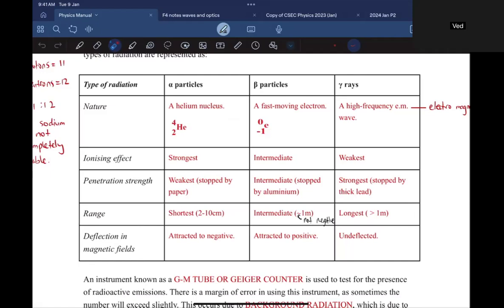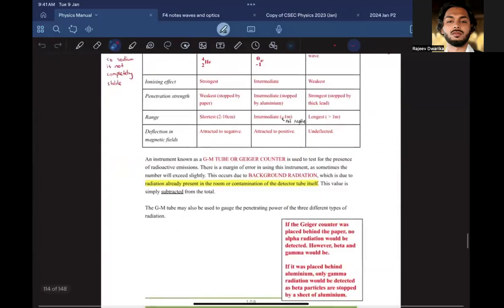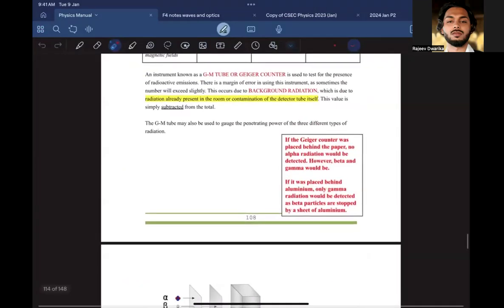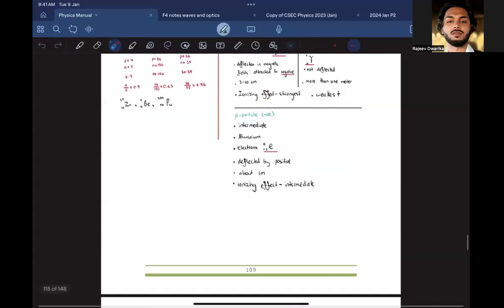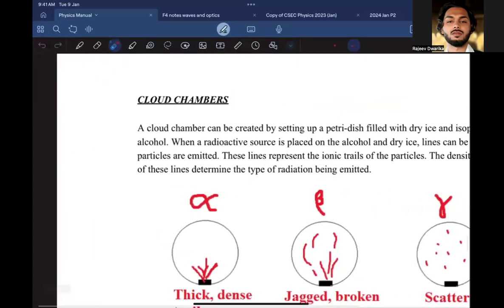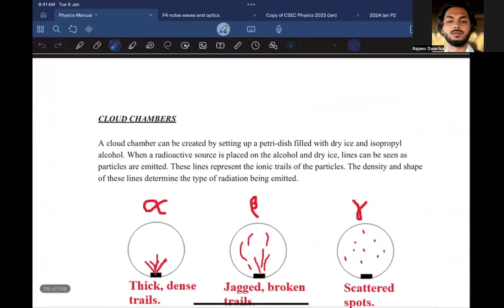The alpha. So if you put alpha particles in a cloud chamber, they will ionize the alcohol or helium or something. Okay, it's dry ice and isopropyl alcohol. The cloud chamber is created by setting up a petri dish with dry ice and isopropyl alcohol.